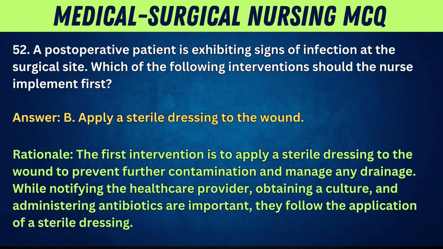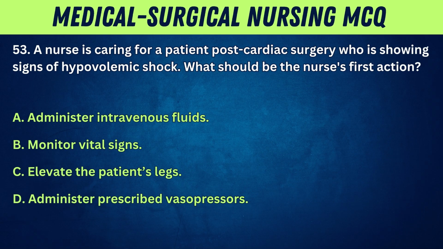Apply a sterile dressing to the wound. Rationale: the first intervention is to apply a sterile dressing to the wound to prevent further contamination and manage any drainage. While notifying the healthcare provider, obtaining a culture, and administering antibiotics are important, they follow the application of a sterile dressing.